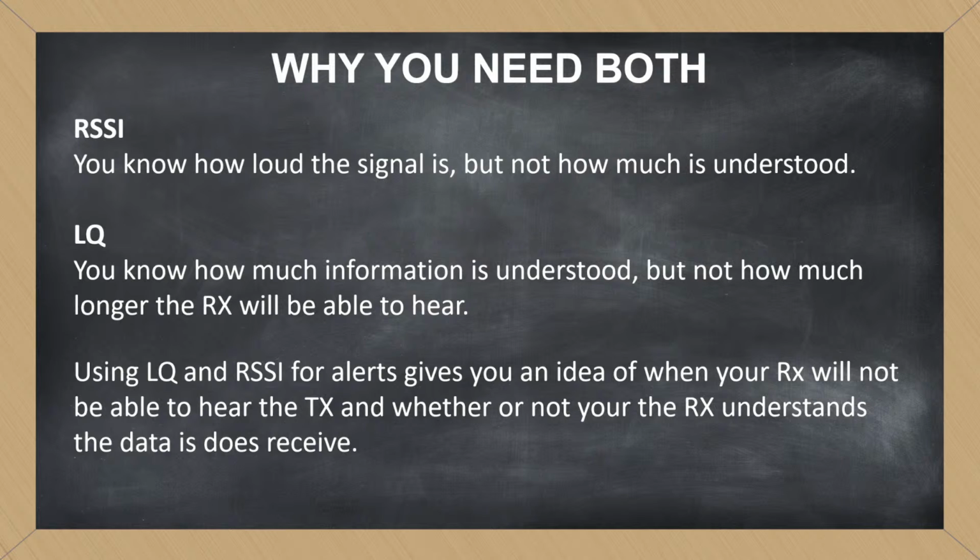So using LQ and RSSI for alerts gives you an idea of when your receiver will not be able to hear the TX, because as you watch that RSSI trend line decrease, you'll get an idea of when you won't be able to hear the TX any longer. And then the other half of that shoe to drop is whether or not your RX understands the data it does receive. Okay, so that's why both is the best answer. You really want to try and get both.